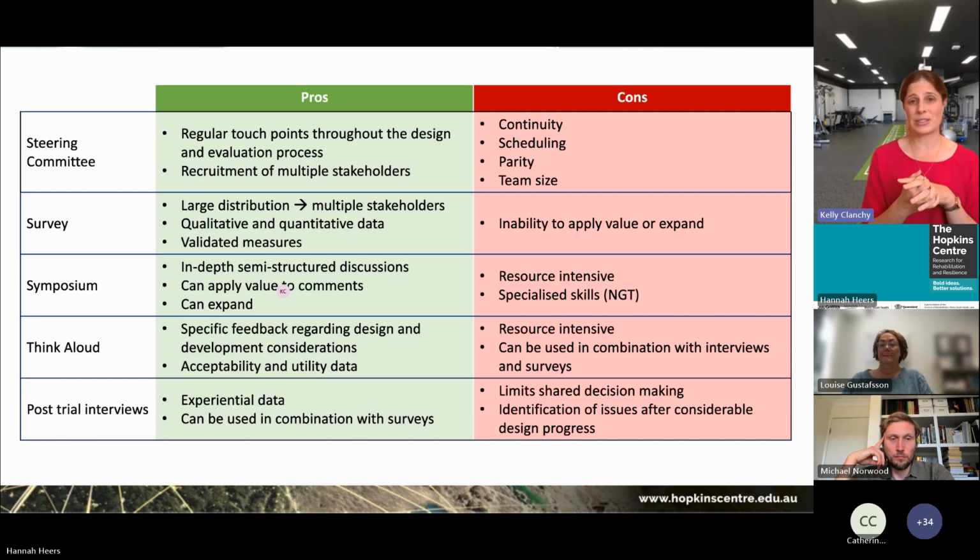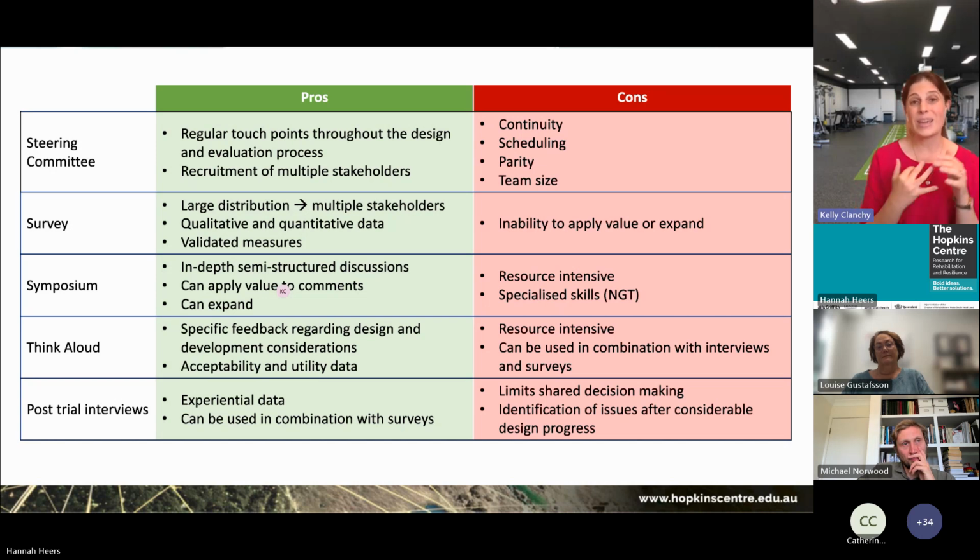So it's very difficult to understand or apply value or to expand upon a participant's response. So oftentimes your analysis is a bit limited because you can only evaluate what you read rather than adding value or applying constructs. The symposium allowed us to apply value and to expand upon the different elements and the different responses of participants, because we were able to do these in-depth, semi-structured discussions. We were able to break off into multiple stakeholder groups, which was great.